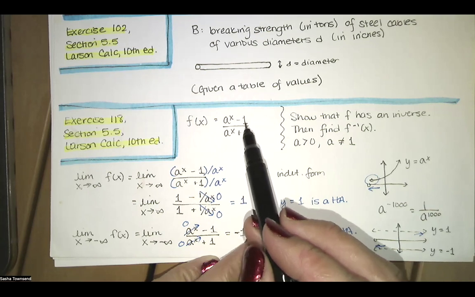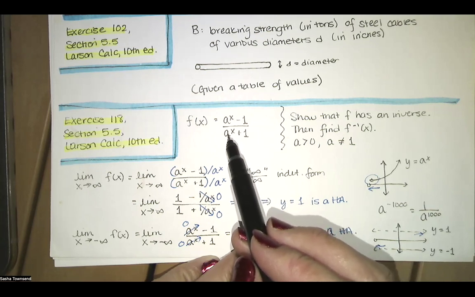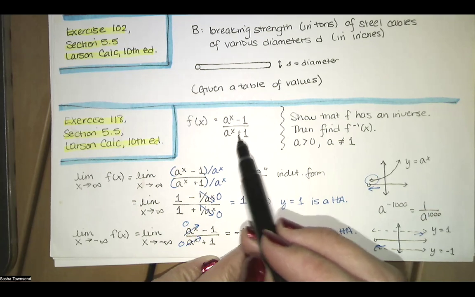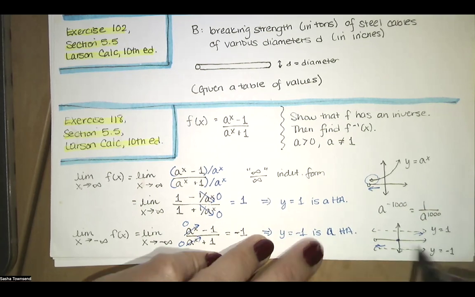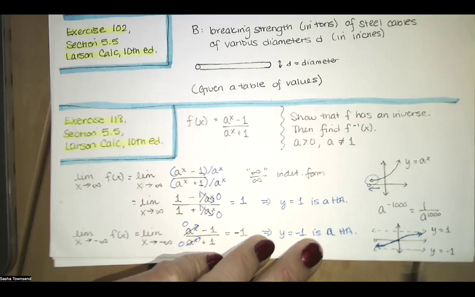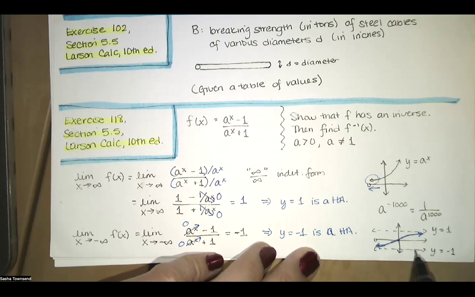1 minus 1 is 0, divided by a to the 0, which is 1. 1 plus 1 is 2. So I get 0 divided by 2, which is 0. And it actually looks kind of like this. And different values of a change the slope a little bit. But that's roughly what it looks like.